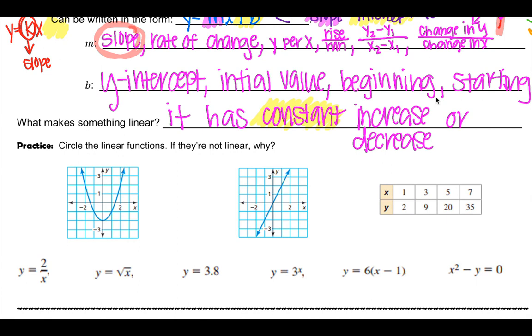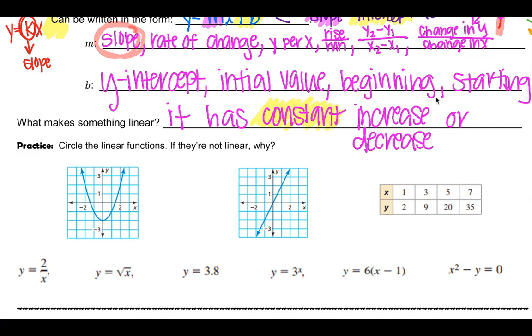That's what makes it not have the curves. If you speed up, slow down, go really quickly, it's going to make it have sort of a curve into it. If it's constant, it's going to stay at that constant rate going up or constant rate going down.